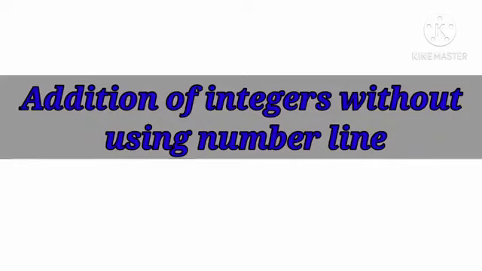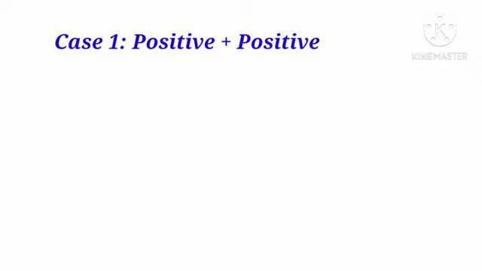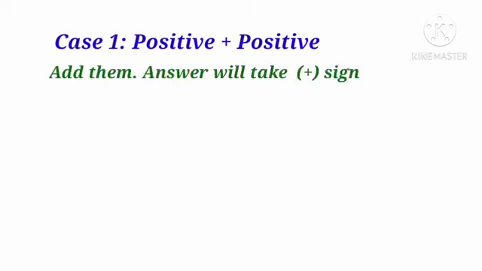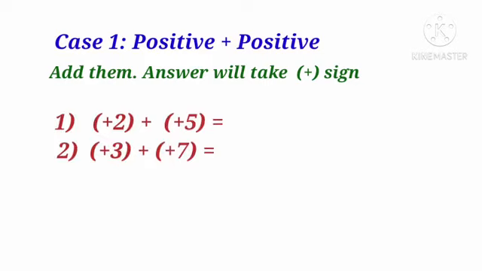Children, now let us see how to add integers without using number line. First, let us see how to add two positive integers. Children, when we add two positive integers, add them and the answer will take plus sign. Children, what is plus 2 plus 5? Yes, they are positive integers. So we add them and the answer takes plus sign. So plus 2 plus 5 is plus 7.